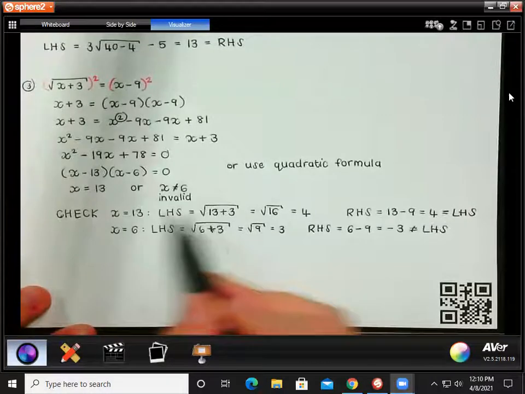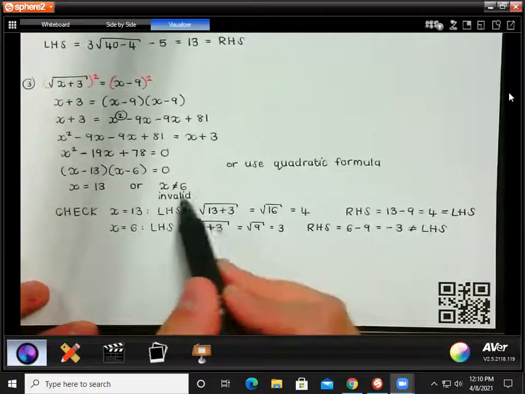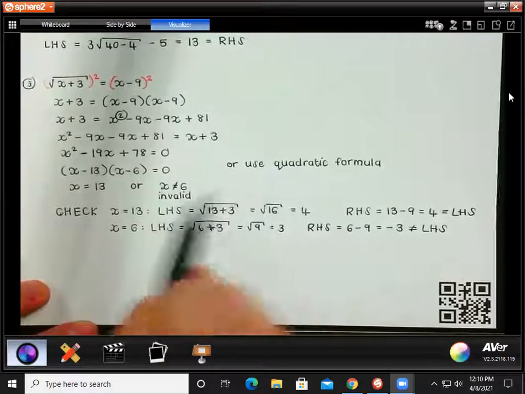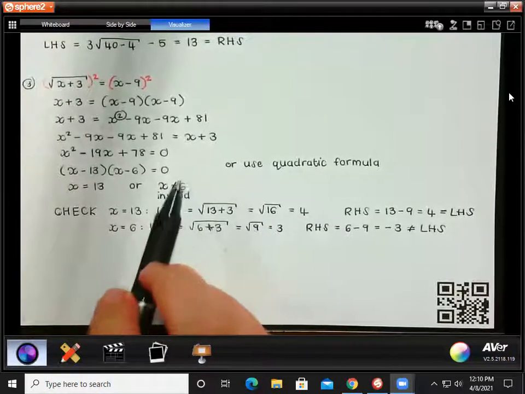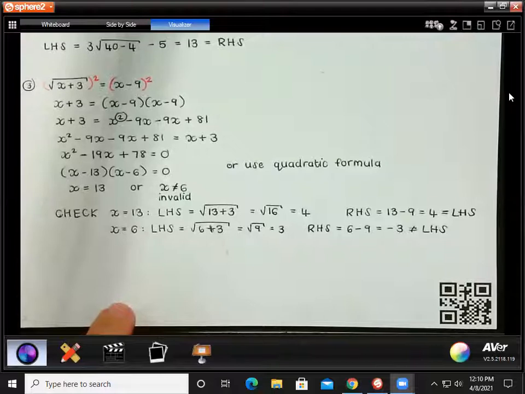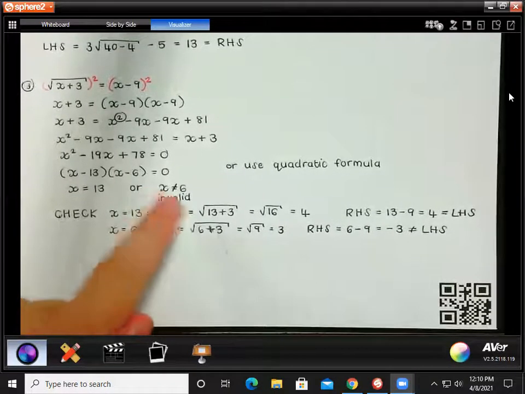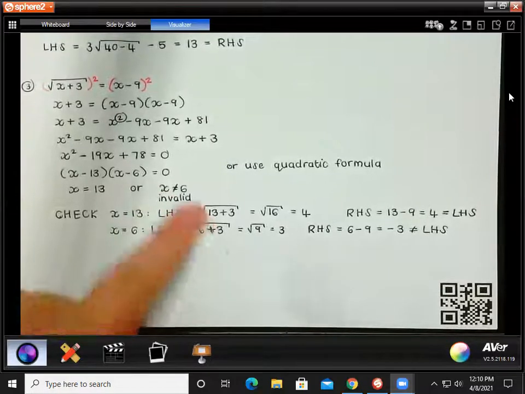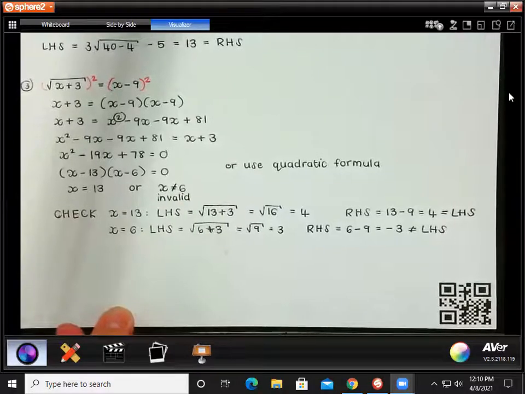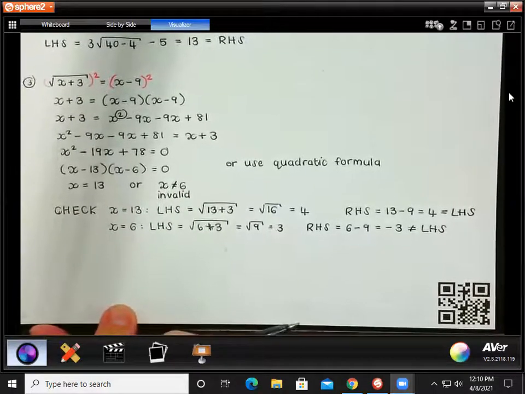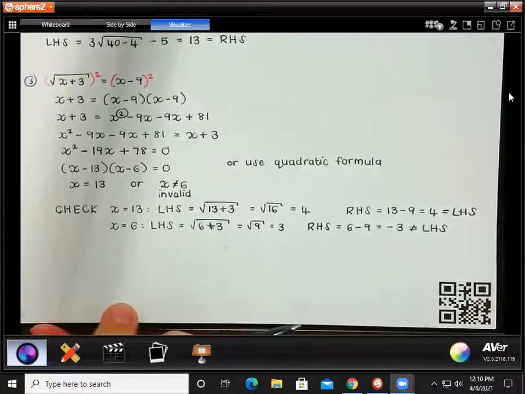But guys, don't scratch it out. I still need to see that you had 6 as one of your possible answers, and then that you are saying that it's invalid. Yes, you will get an extra mark for saying invalid. All right, so guys, if you're not checking and you just leave it as 13 or 6, you're going to lose a mark. Okay, you're not going to get that final one. Right, does that make sense?